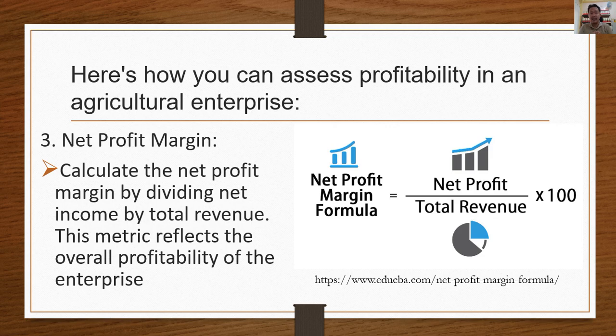Okay, next is the net profit margin. So here's our formula. To get the net profit margin, we have net profit divided by total revenue, multiplied by 100. So to calculate the net profit margin, divide the net income by total revenue. So this metric reflects the overall profitability of the enterprise.